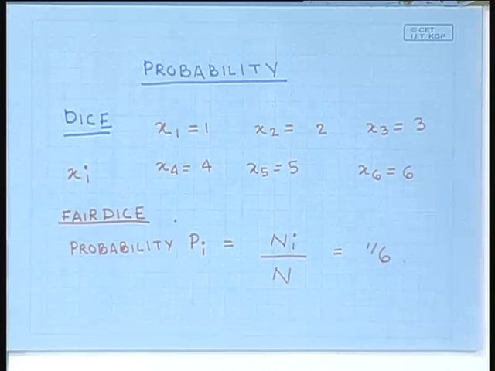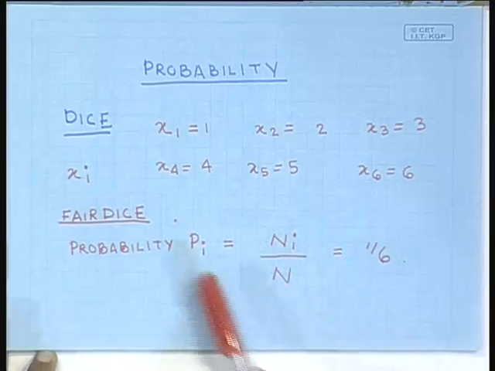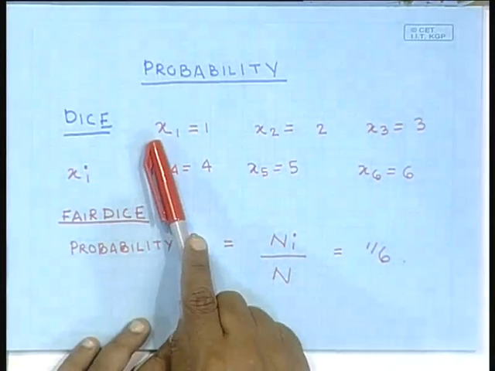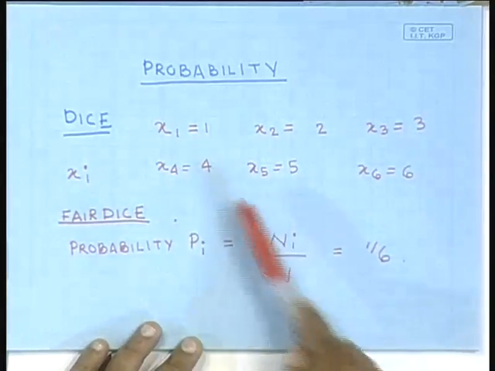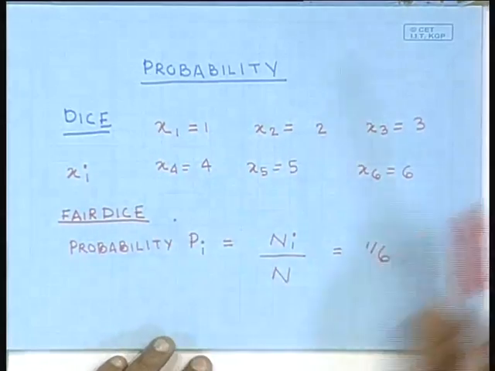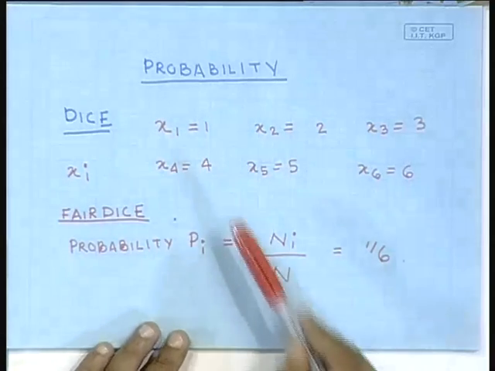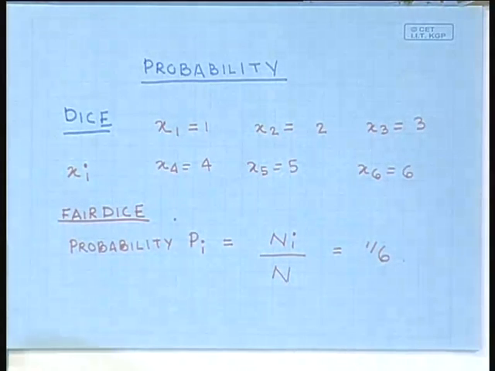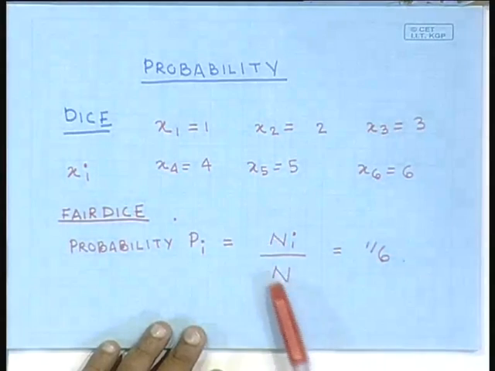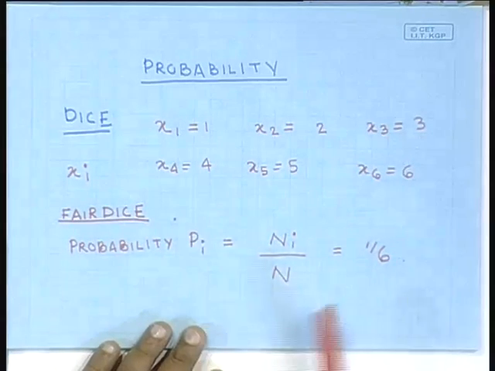So, you can determine the probabilities by repeating the experiment many times. If you ask what is the probability of getting the value 1, then you have to count the number of times you get the value 1 when you throw the dice, and divide that by the total number of times that you have thrown the dice.